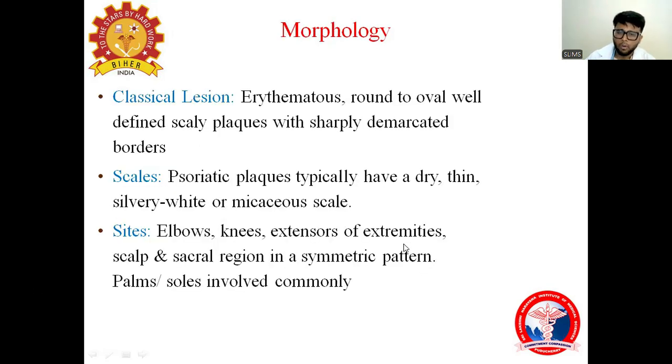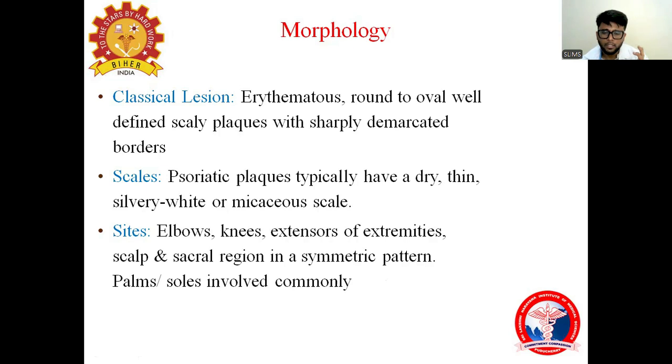So what is the classical morphology? What is the primary lesion? The primary lesion is a plaque. The plaques are erythematous, round to oval, with silvery demarcated borders. The scales are typically dry, thin, and silvery white. So what is the reason for the silvery appearance? Because of the air interface, it looks silvery.